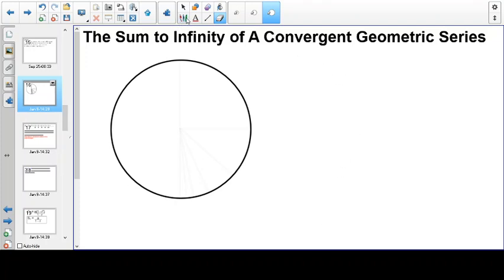Hi, this is the third video for a geometric series. In the last video, I showed you how to prove and use the sum of a series formula for a geometric series. In this one, we're going to look at how to work out the sum to infinity of a convergent geometric series. So, first of all, what do I mean by a convergent geometric series?